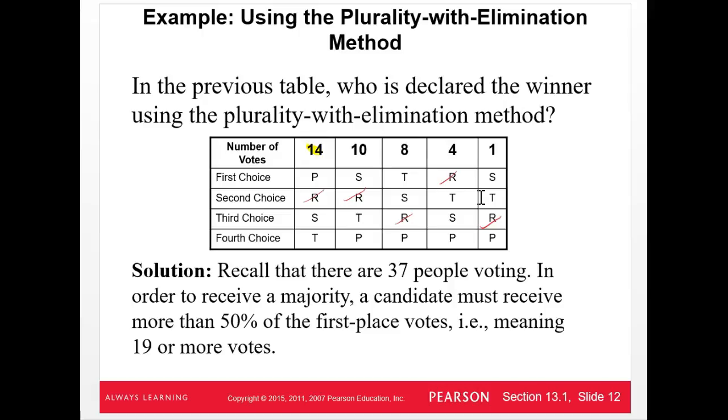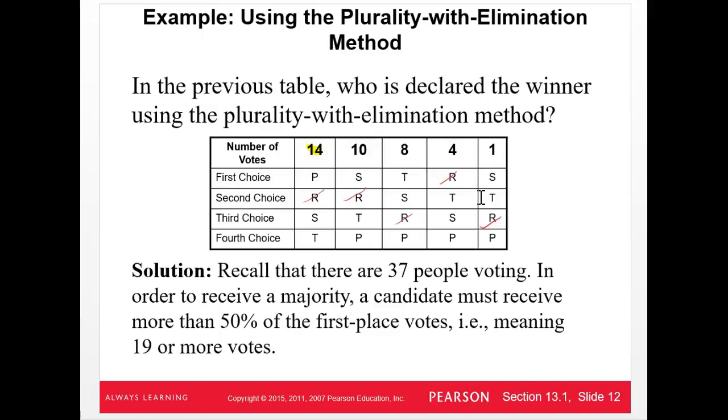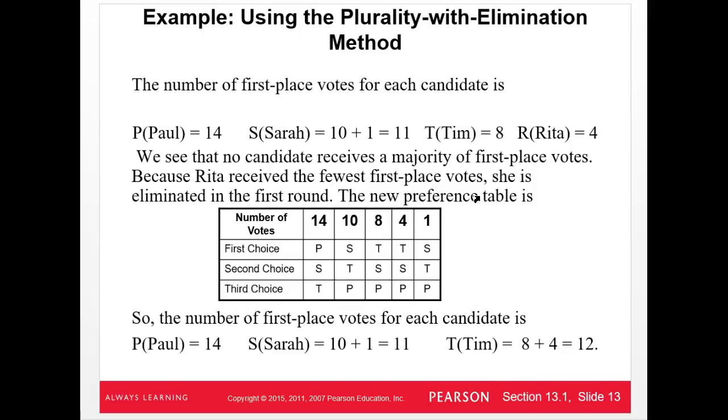Alright, so because Paul didn't win a majority, we kick Rita out of the selection. We do a runoff. So all you people that voted for Rita, now you've got to vote for somebody else. So, if you look at what we have now, in this first table that we eliminated, we've got P, S, and T, all those people, Rita's gone, so now the table's going to look something like this.